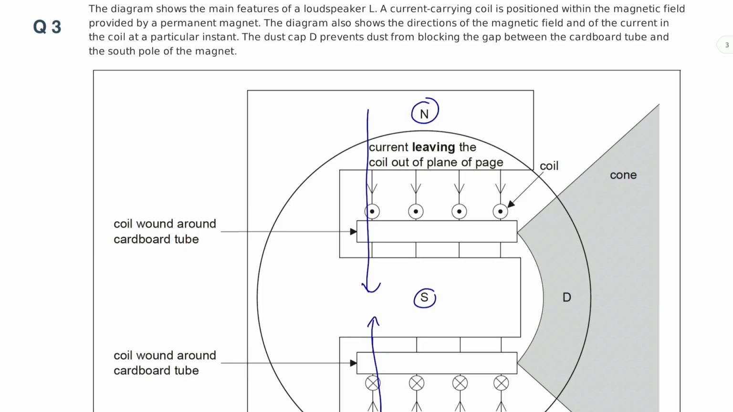The diagram also shows the directions of the magnetic field and of the current in the coil at a particular instant. So the top half, the current is coming out of the page, and in the bottom half, the current is going into the page. The dust cap D prevents dust from blocking the gap between the cardboard tube and the south pole of the magnet.